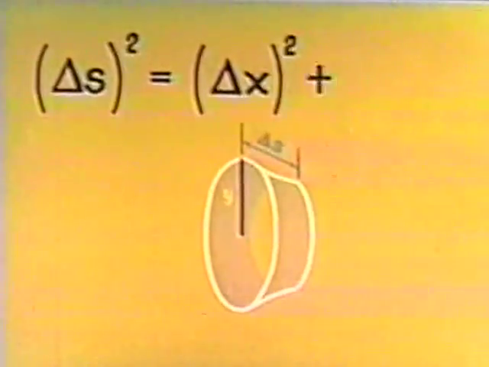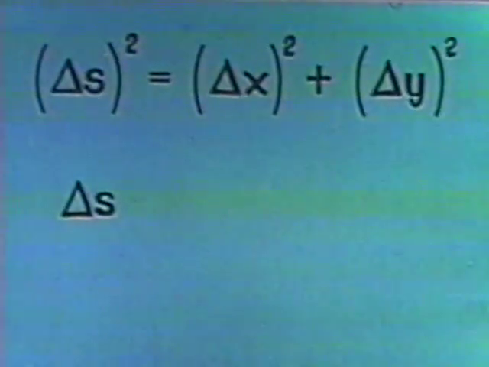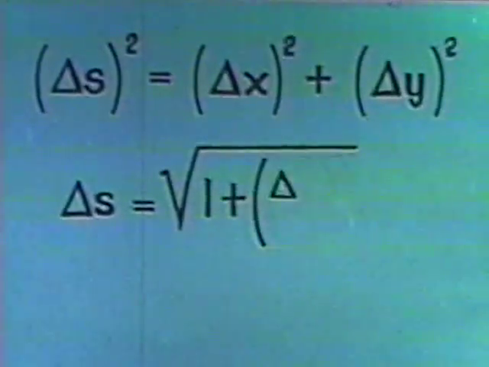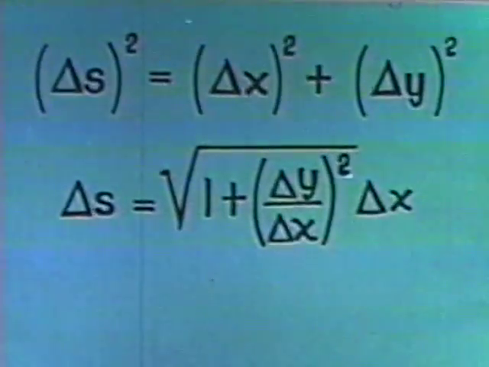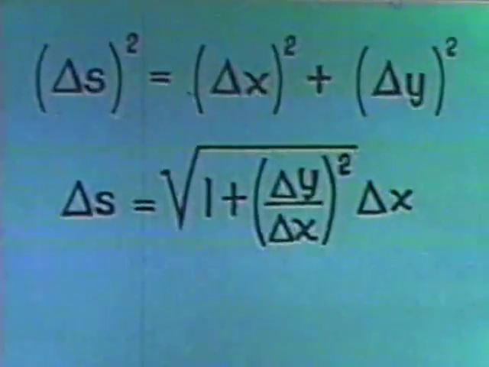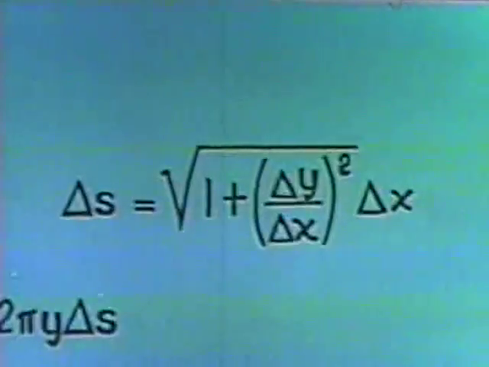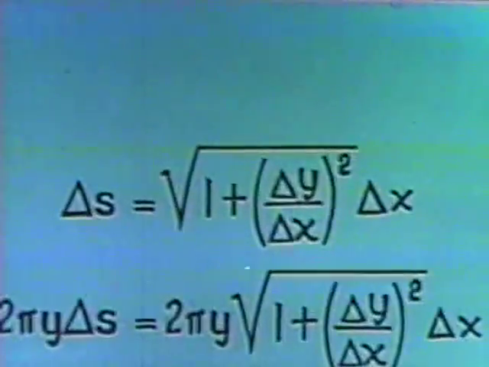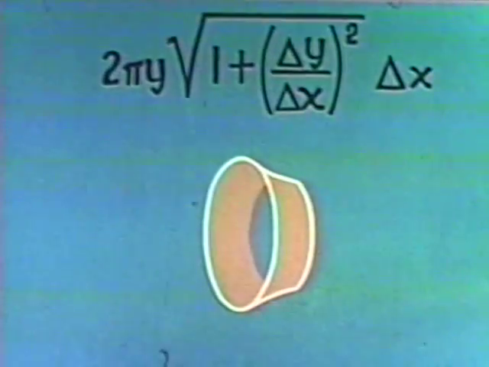Well, let's look at what you get by revolving it through 360 degrees. Now, this surface area is approximately 2 pi times the radius times the length delta s. Well, the radius is y, and by the Pythagorean theorem, since delta s squared equals delta x squared plus delta y squared, then delta s is equal to the square root of 1 plus (delta y over delta x) squared times delta x. Okay, now I said the total area was about 2 pi y delta s, so that's the same as this. We only want a quarter of it, and this is what we get.